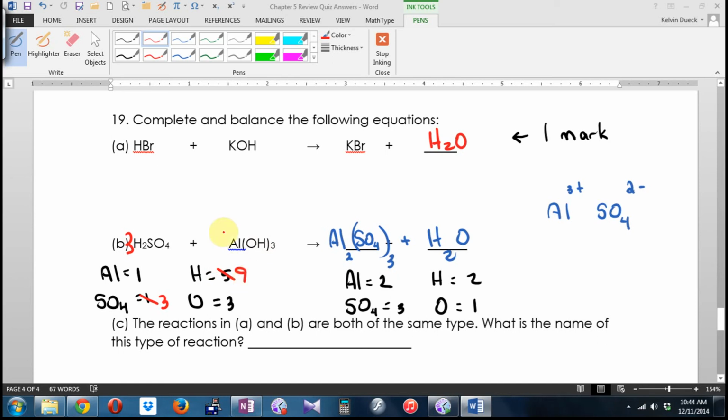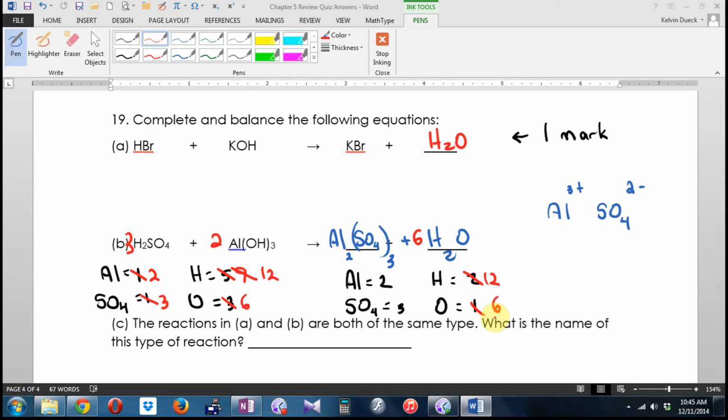Now, I'm going to try 2 aluminums. That's going to give me 2 of those. That's going to give me 3 times 2, 6 hydrogens, plus the 6 here. Now I have 12 hydrogens, and that's going to give me a lovely 3 times 2, 6 oxygens, and that's wonderful because I think if I put a 6 here, I'll get 12, and I'll get 6, and holy smokes, I'm balanced.